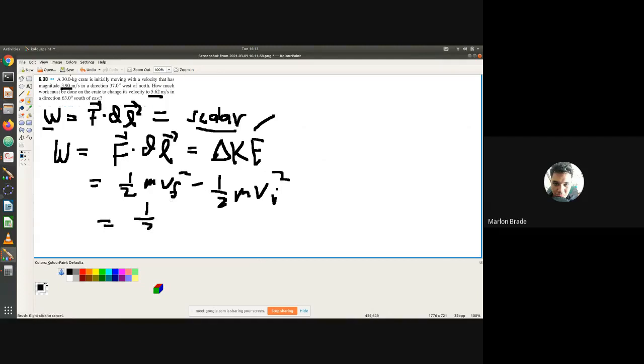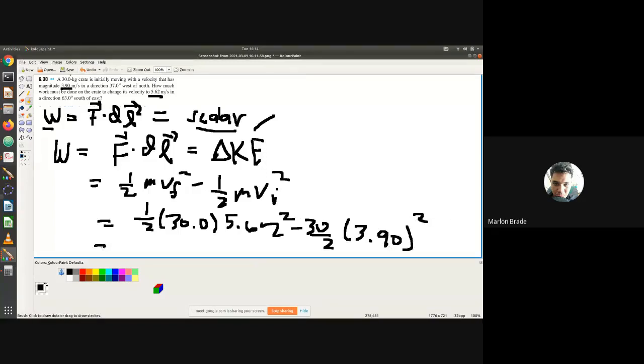So, pila ang mass ani? 30.0. And VF nako is pilang final nako nga velocity? Final velocity is 5.62. And this is minus 30 divided by 2, multiply by VI. Ang VI nako is 3.90. And this is squared, and this is squared. So, pila ni? Pila ang value? 15, 25 something. Okay, so, makalipat mo ba?